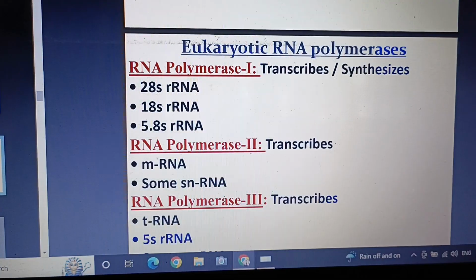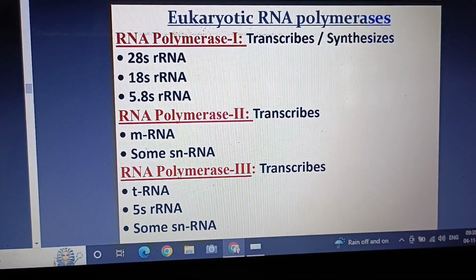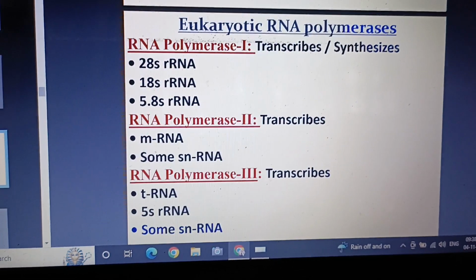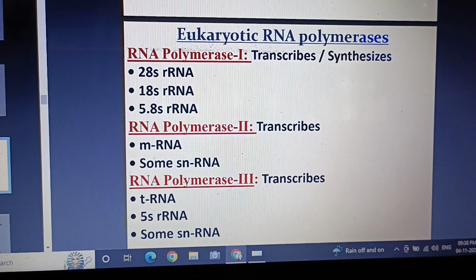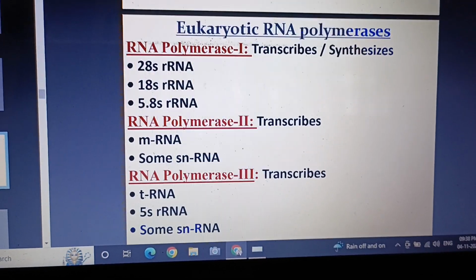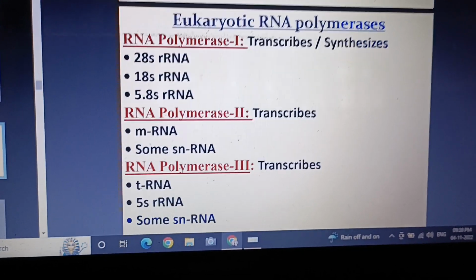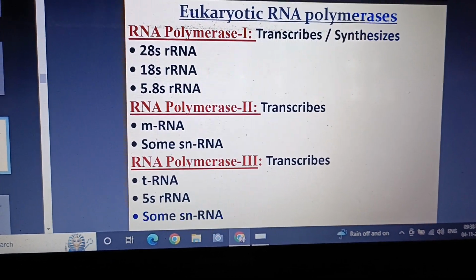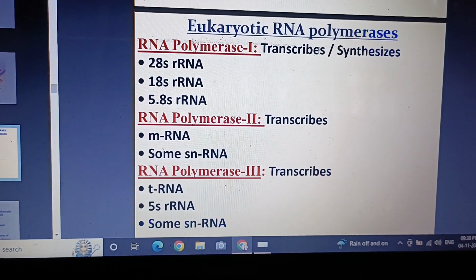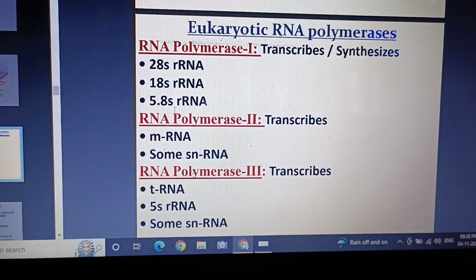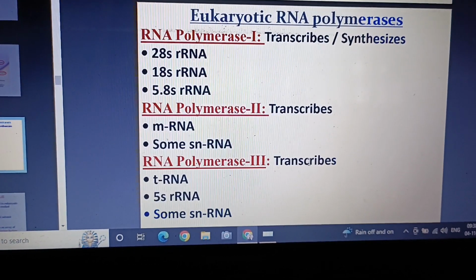Eukaryotic RNA polymerases. Here, what are the enzymes which help in RNA synthesis? In prokaryotes, what we saw was only one RNA polymerase having 5 subunits. Here, in contrast, in eukaryotes there are RNA polymerase 1, RNA polymerase 2, and RNA polymerase 3. RNA polymerase 1 transcribes, RNA polymerase 2 transcribes, RNA polymerase 3 also transcribes.